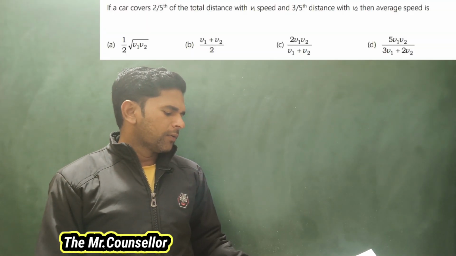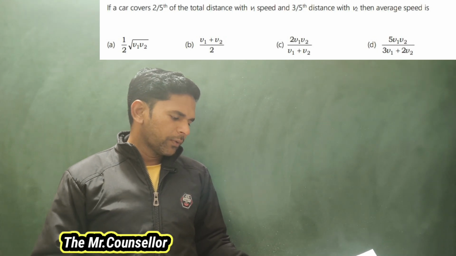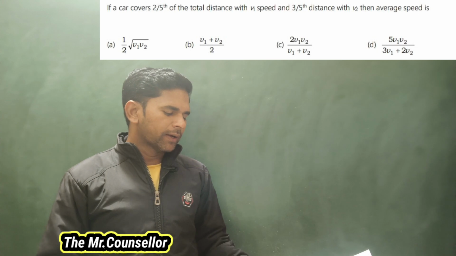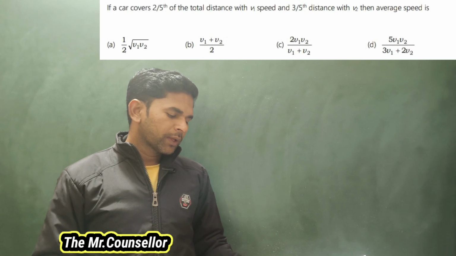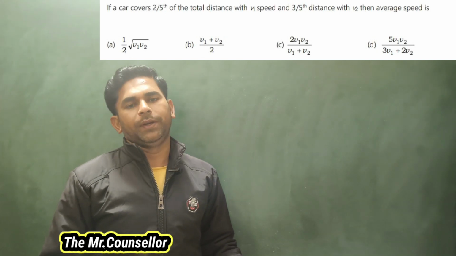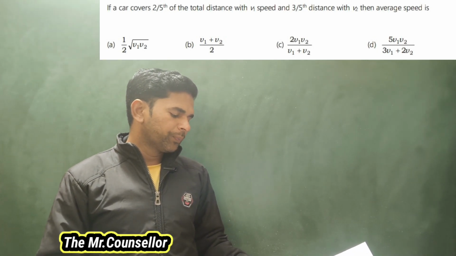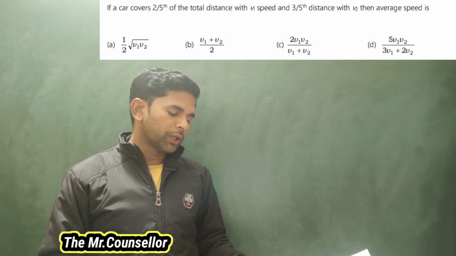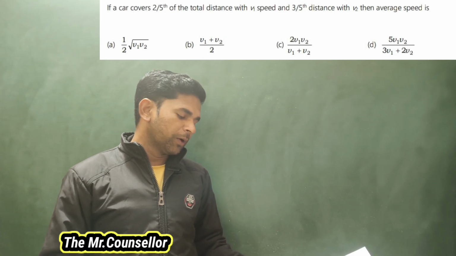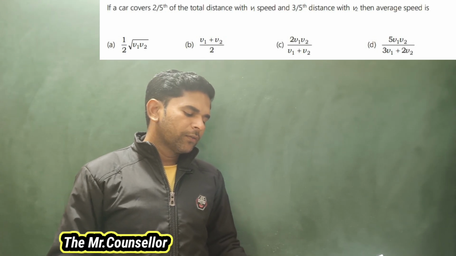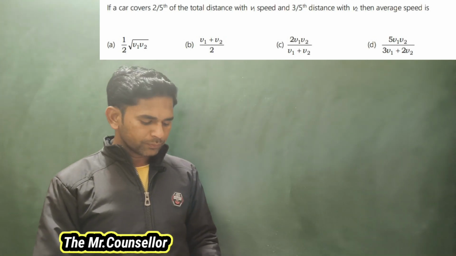If a car covers 2/5 of the total distance with speed v1 and 3/5 of the distance with v2, then what is the average speed? Option A is 1/2 root v1 v2. Option B, (v1 plus v2) divided by 2. Option C, 2 v1 v2 divided by (v1 plus v2). Option D, 5 v1 v2 divided by (3 v1 plus 2 v2).